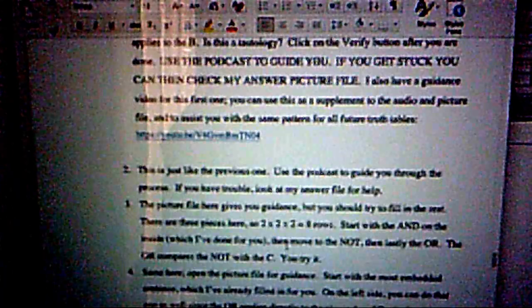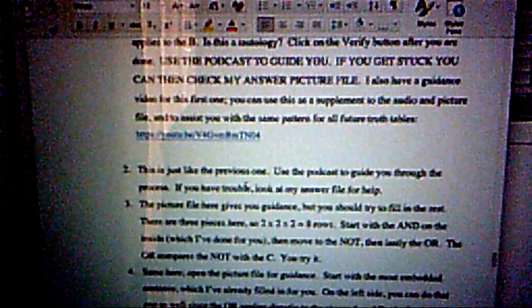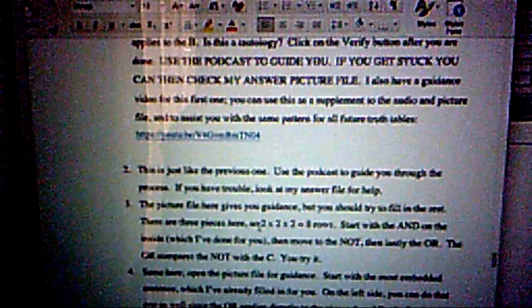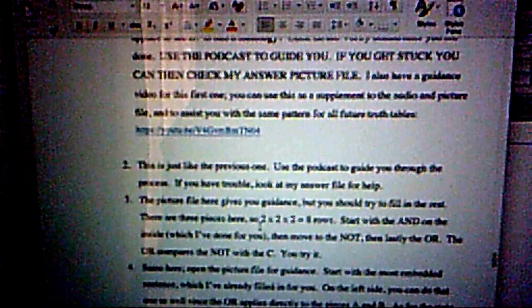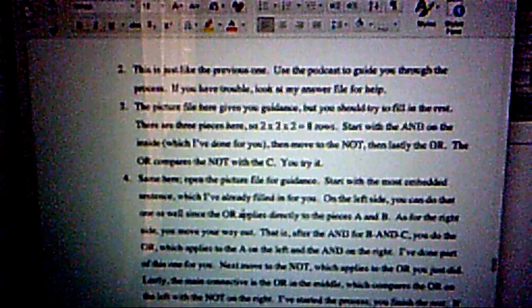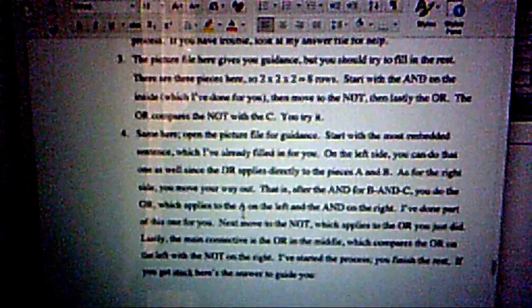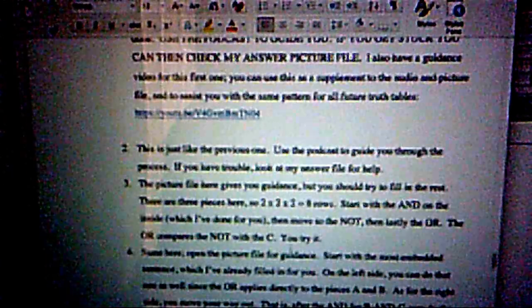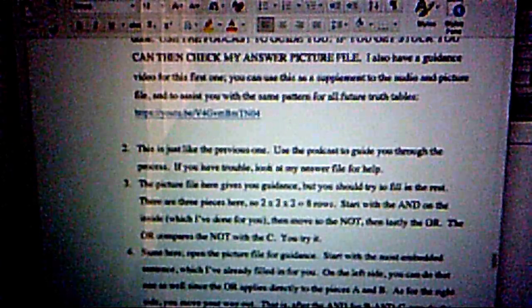What I'm going to do here is move on to 4.2 number 2. I don't give you guidance there. Number 3, I don't have a video there as well, but you can use the picture file and the audio file. For number 4 within 4.2, I have not just a picture file, but I also give you the answer in case you get stuck. Okay, so let me do 4.2 number 2 to show you how this stuff works.